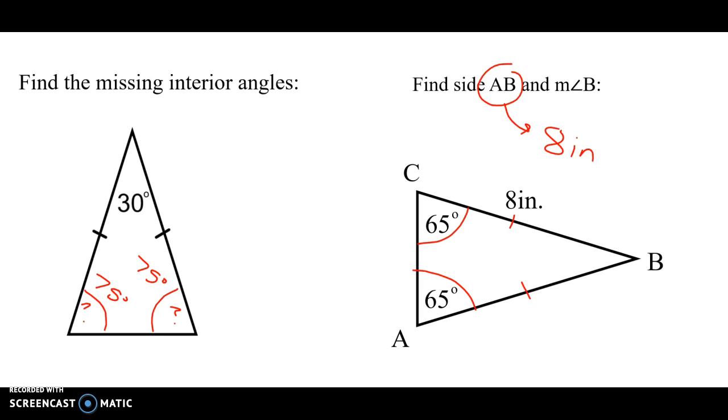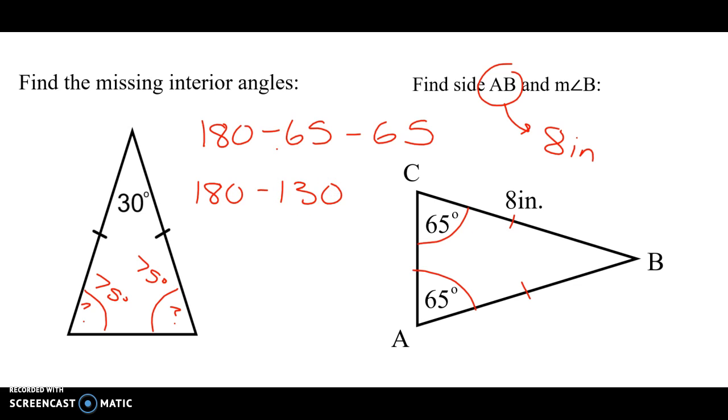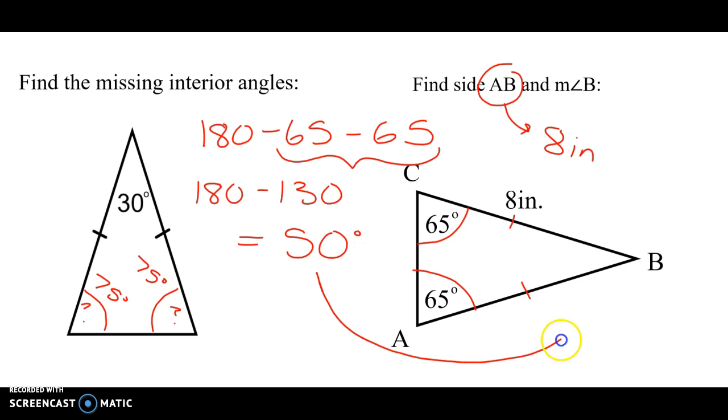And then, once again, we take 180 and we subtract the angles that we know. So minus 65 minus 65. Those add up to 130. So 180 minus 130 is 50 degrees. So the measure of angle B would be 50 degrees.